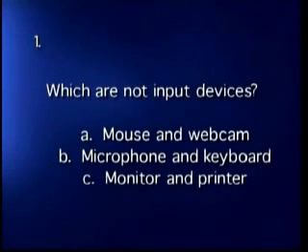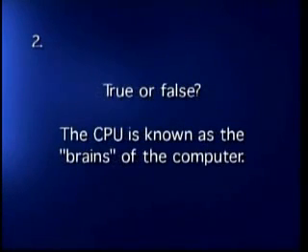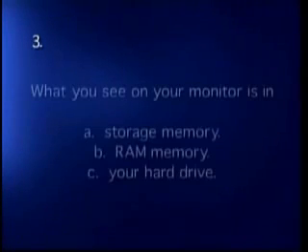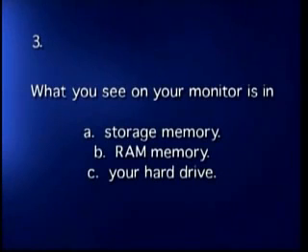Which are not input devices? A. Mouse and webcam. B. Microphone and keyboard. C. Monitor and printer. True or false? The CPU is known as the brains of the computer. What you see on your monitor is in A. Storage memory, B. RAM memory, C. Your hard drive.